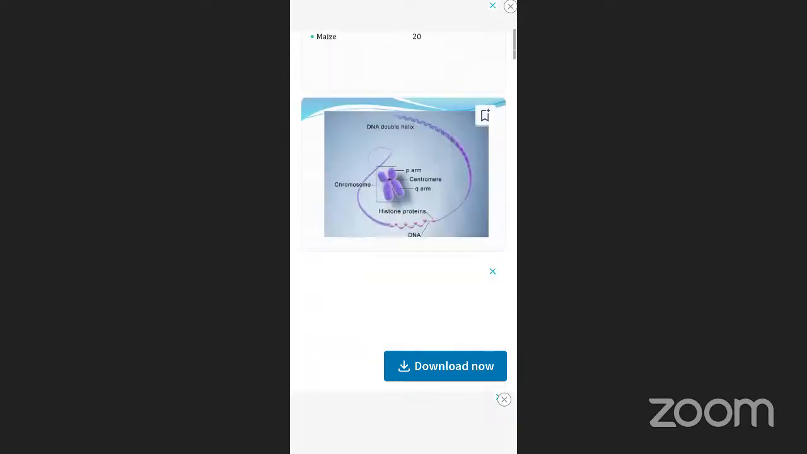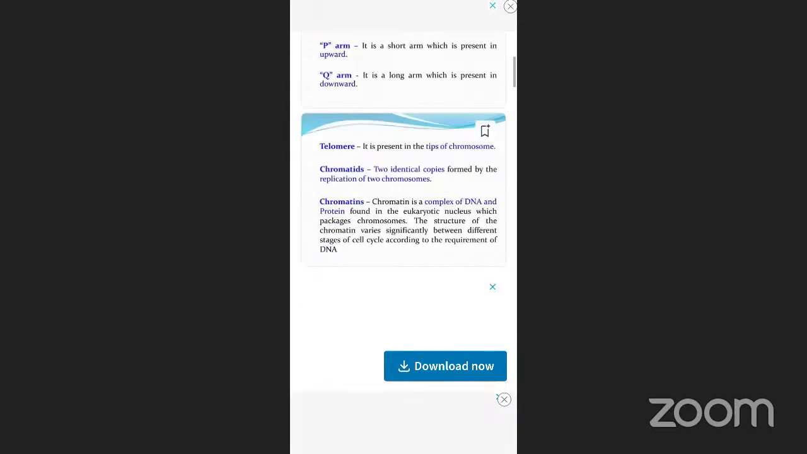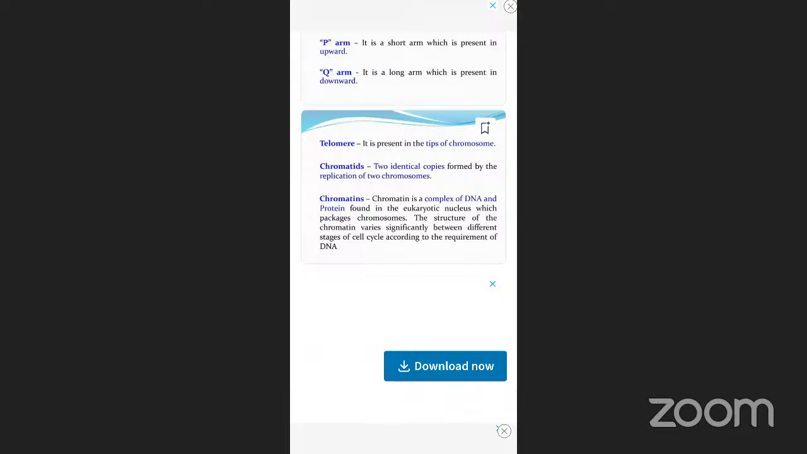What are chromatids? Chromatids are two identical copies formed by the replication of a chromosome.